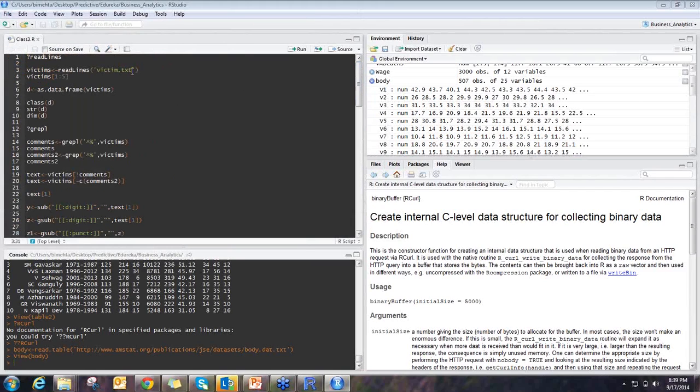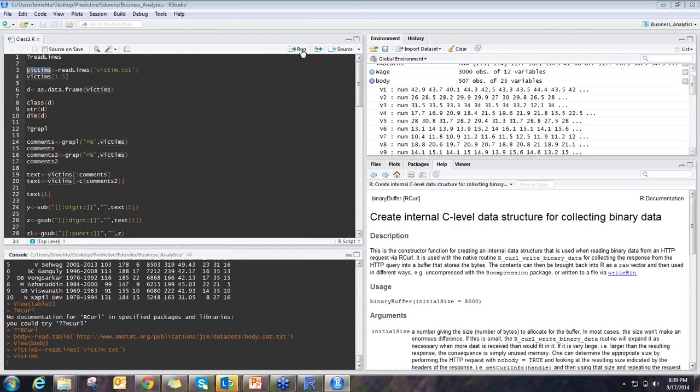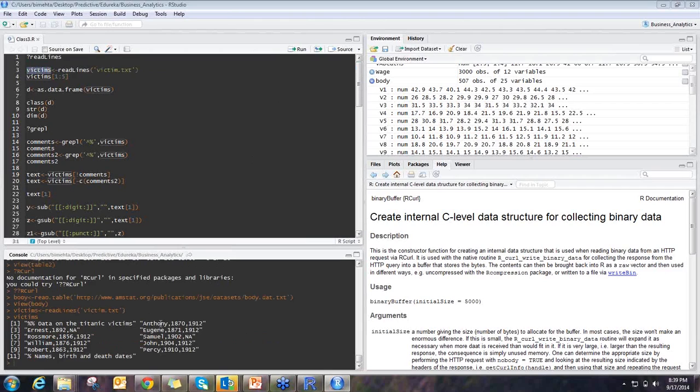Okay, now see this, there is a file called victim.txt. This file is basically the Titanic survivors file. Here the data is not structured at all. If I look at victims now, see this, this is the data which is unstructured. It's completely a text file, wherein I've got different rows, and each row contains a text.